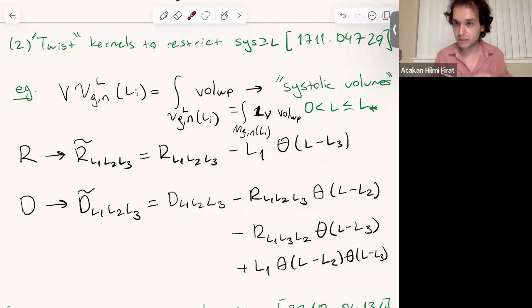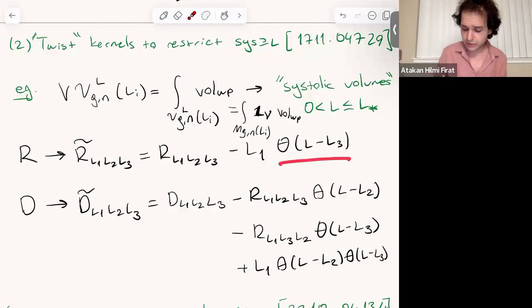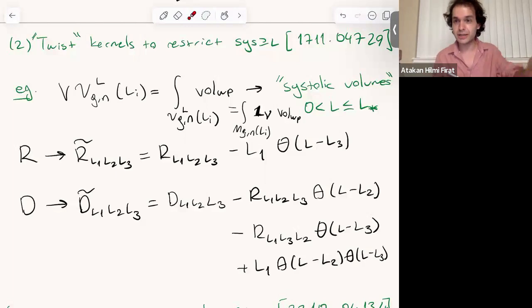We gave a detailed geometric argument why this is correct in our paper, but heuristically you can understand what's going on. When I put in this theta function, essentially I am cutting surfaces off. But I need to do it more carefully, because I subtract two regions, for example, with these weights, but then I over-subtract, so I need to add something back. So this is roughly what's going on here.